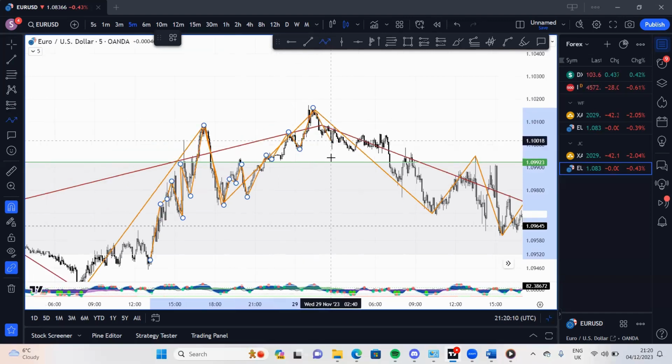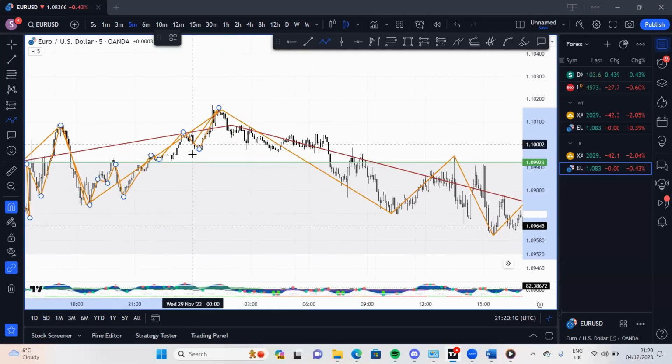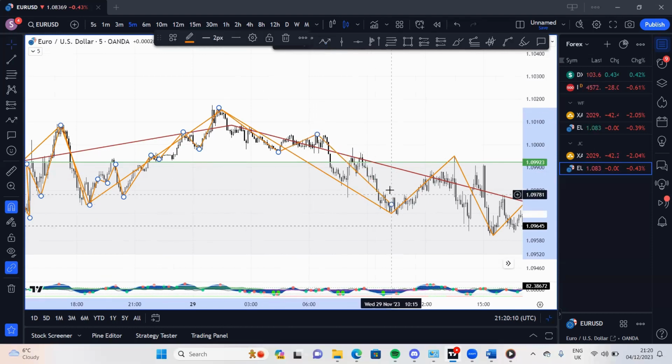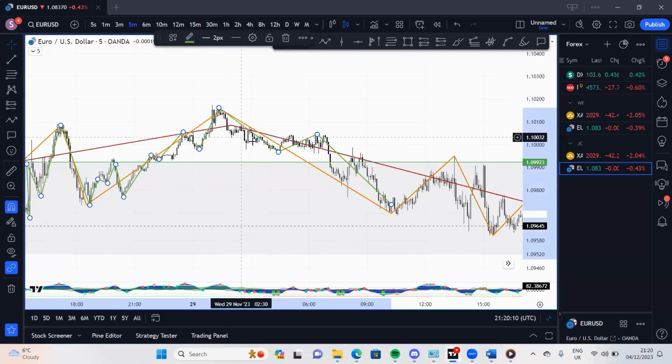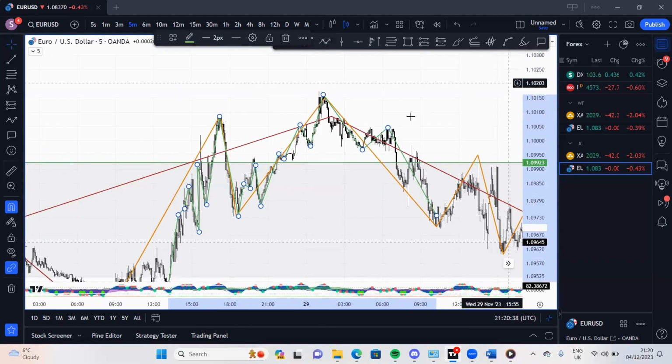I'm pretty sure we have a break in structure there, a retest of supply up here, okay, and then further continuation down there. So we're going to have that in green. And that's exactly what's happened.